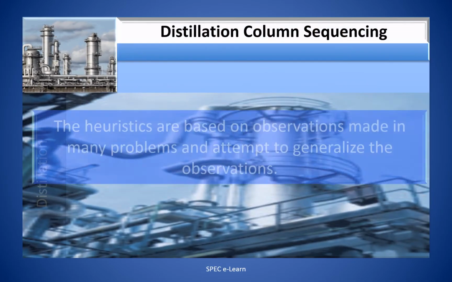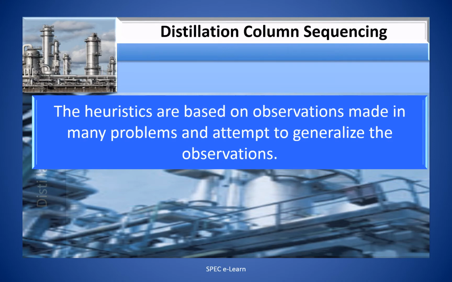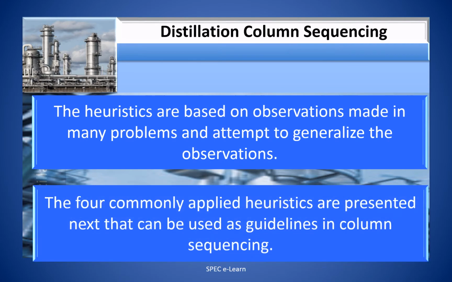The heuristics are based on observations made in many problems and attempt to generalize the observations. The 4 commonly applied heuristics are presented next that can be used as guidelines in column sequencing.